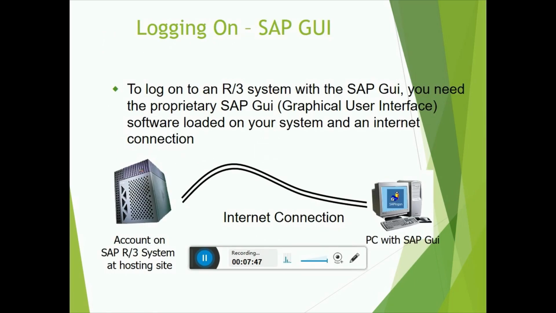Let's see logging on to SAP GUI. To log on to an R3 system with the SAP GUI, we need to install the SAP graphical user interface software on your system, and have an internet connection. With your PC with SAP GUI, you can log into the SAP system, which is hosted on another layer of database and application layer.